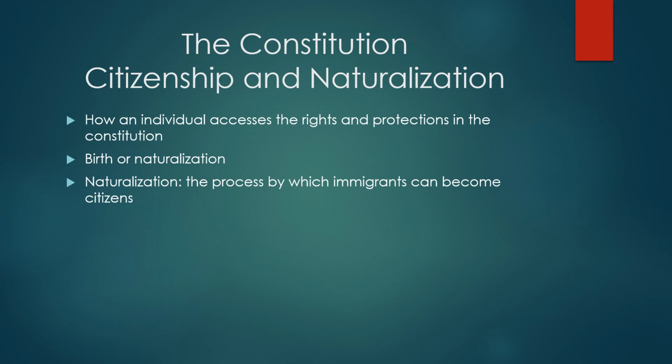You can become a citizen two ways. You can either be born a citizen or you can be naturalized as a citizen. Naturalization is the process by which immigrants can become citizens. People that are not born citizens of the United States become citizens through the process of naturalization.